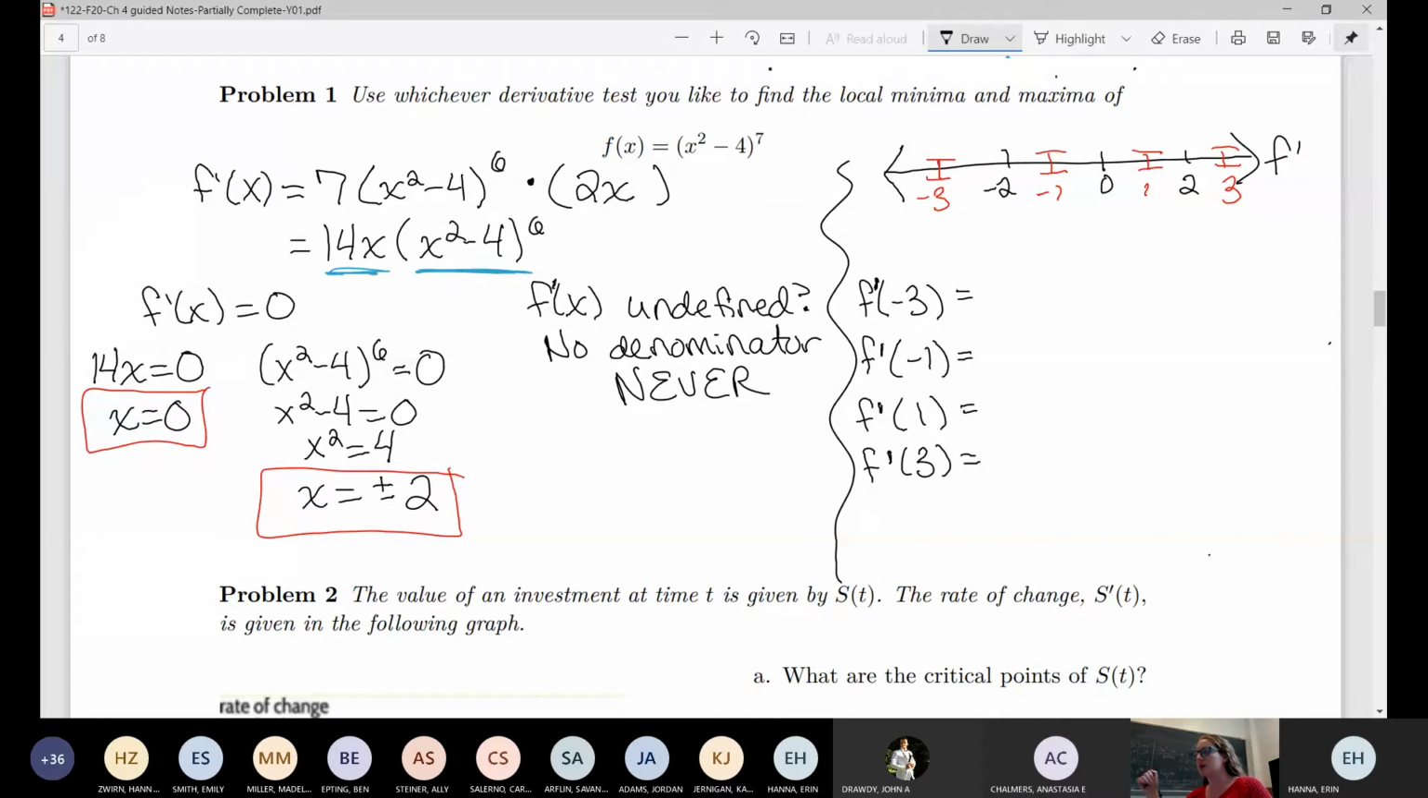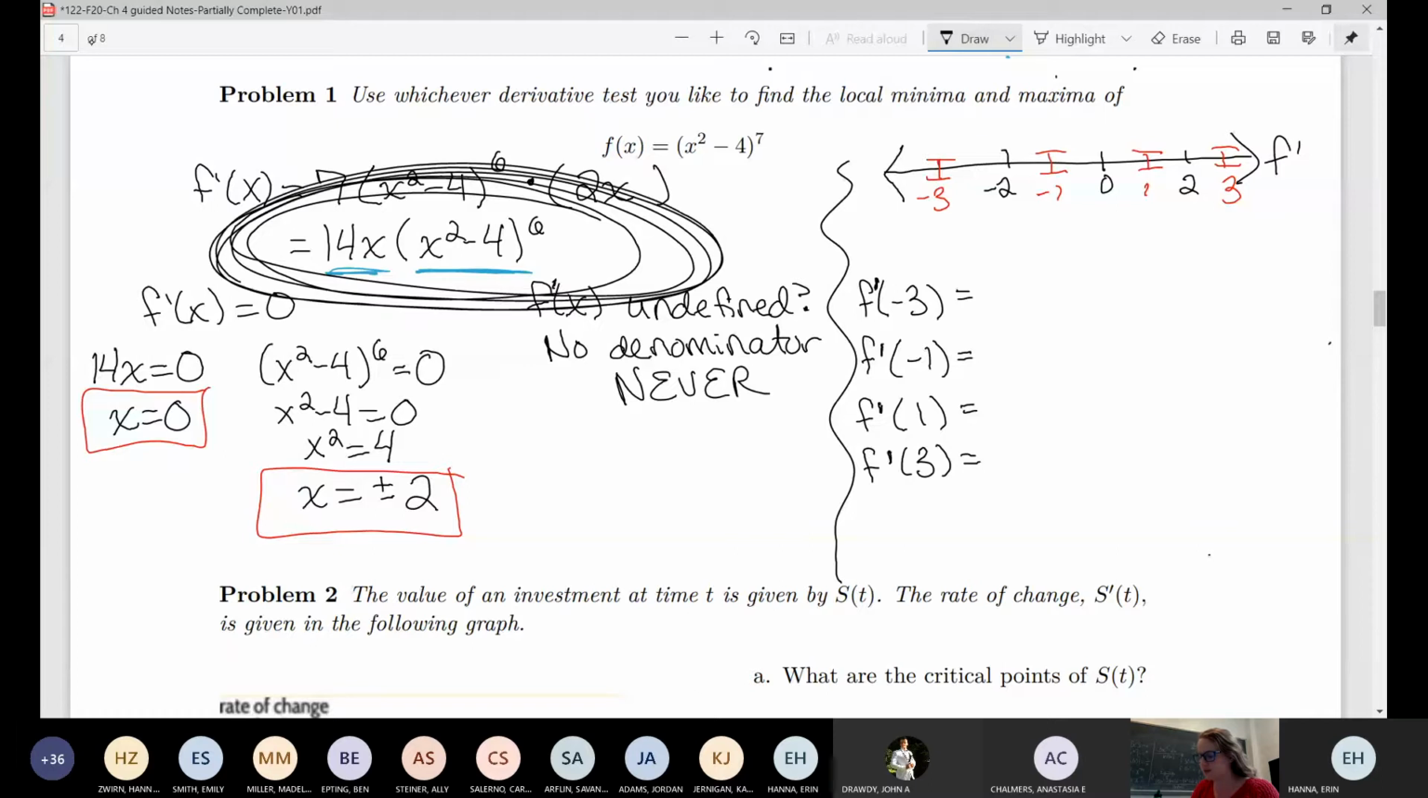So say I plugged in negative 3, and say I'm thinking about it in terms of this 14x times x squared minus 4 to the 6th. If you plugged in negative 3, that 14x would turn out to be some kind of negative number. And then if you plug in negative 3 into the x squared minus 4, you're going to end up with 9 minus 4, so 5 to the 6th power. Well, that's going to be a positive number.